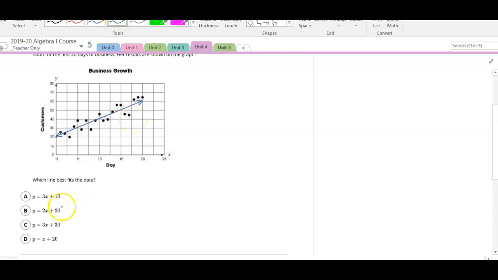Let me take green for this one. Begin at 30 and go up 3. So if I go up 3 blocks, that's like going up 30 over 10, up 3 over 10. That one looks a little high.